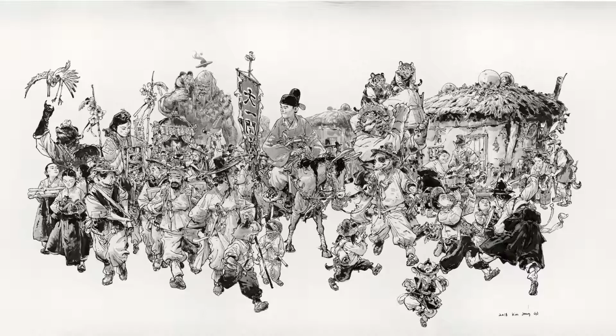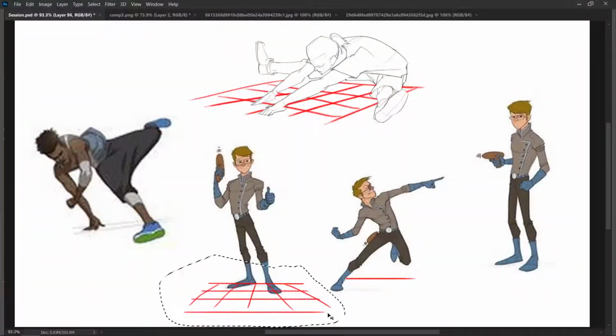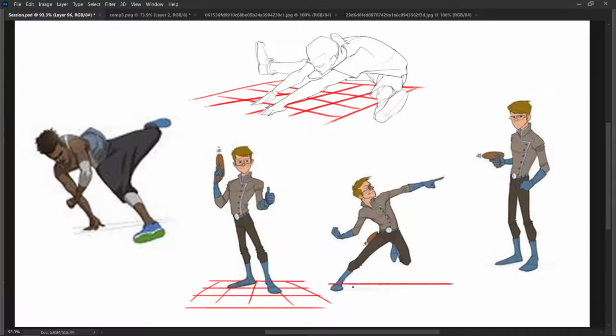To develop space in your drawings, find some references on Pinterest and try to imagine what kind of space it is.